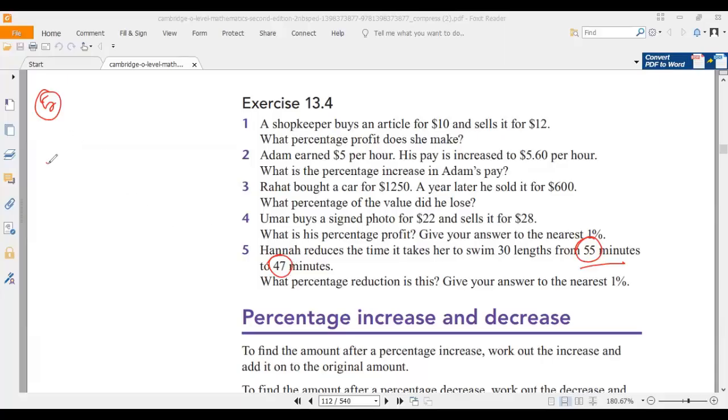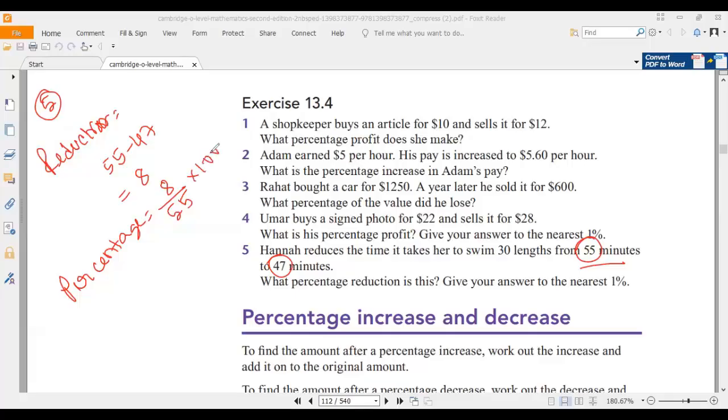So here the reduction will be 55 minus 47. That means we can say it will be 8. Now we need to find out the percentage. So percentage will be 8 by the original value, that is 55, multiplied by 100%.